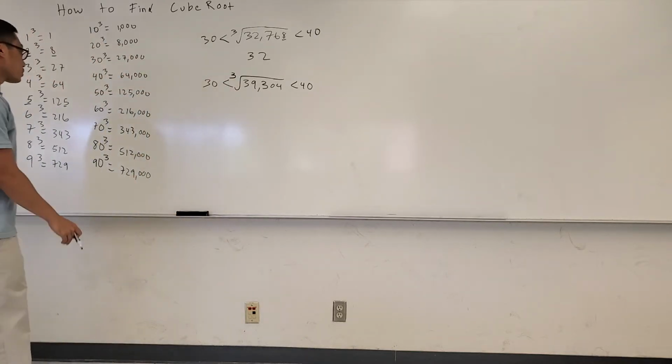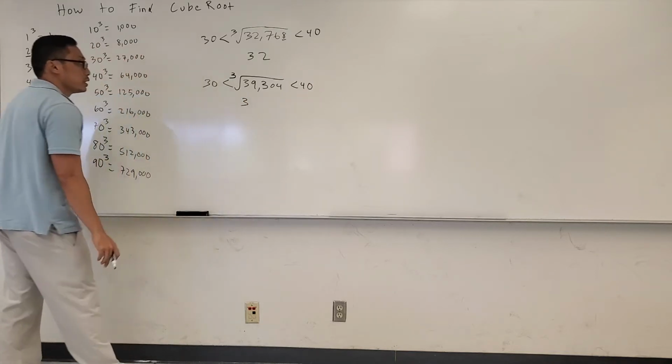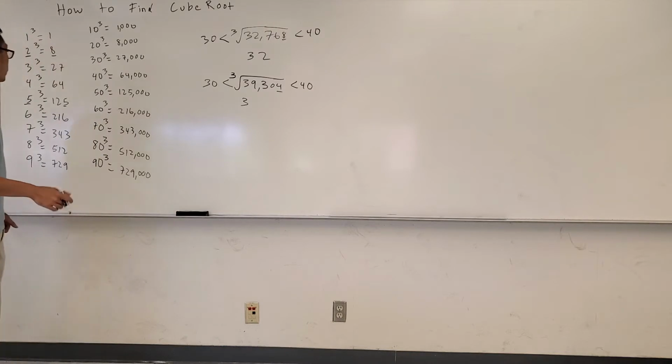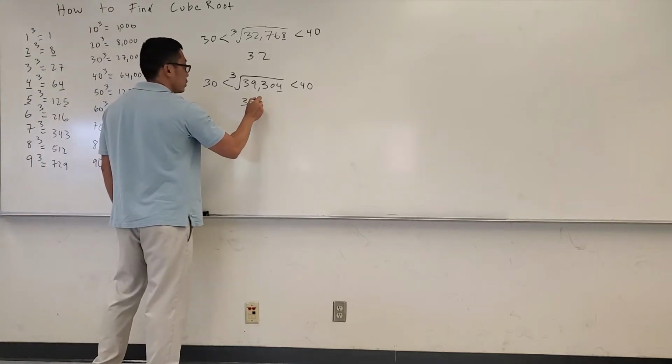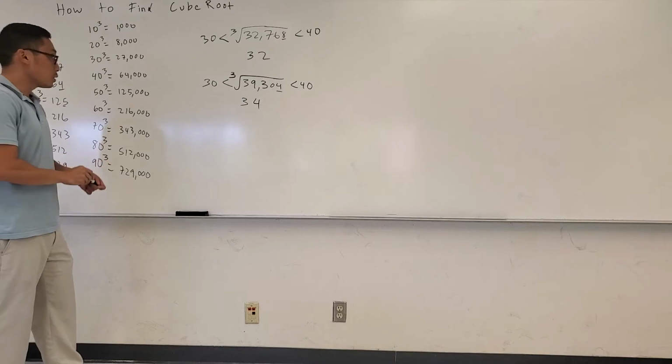Now I know the first digit is 3, right? Now I gotta think about 4. What number did I cube to get 4? So we look at the ones place, right? It ends in a 4, so it has to be 4, so it's 34. There you go. That's it. That's how you do it. Okay, let's do more problems.